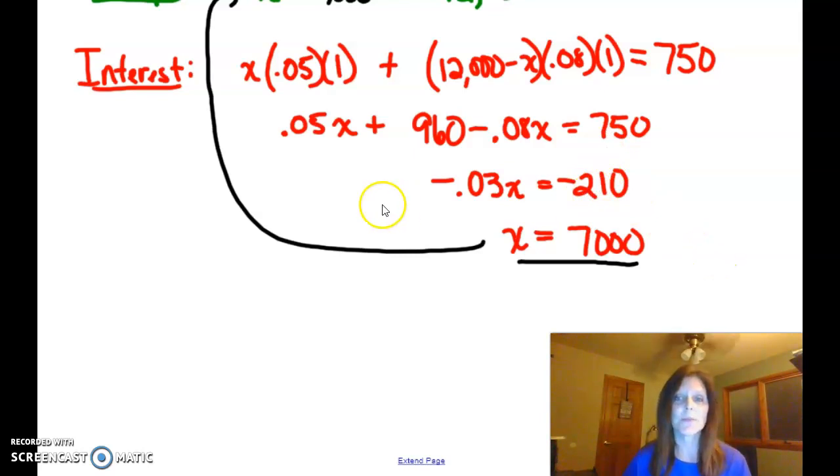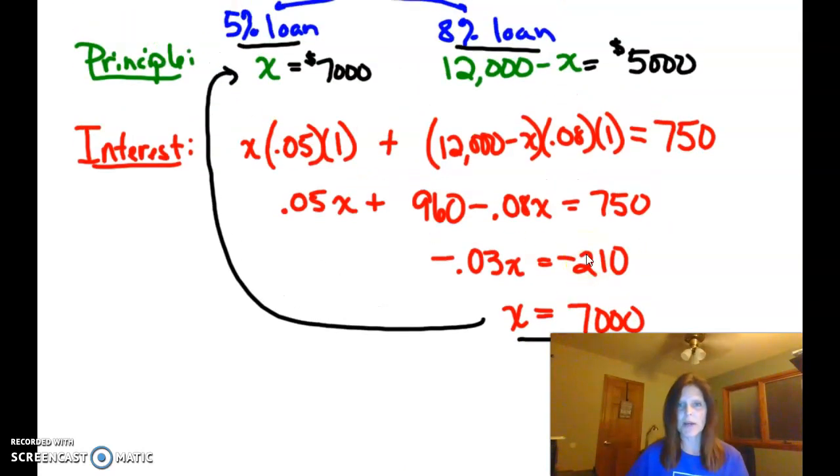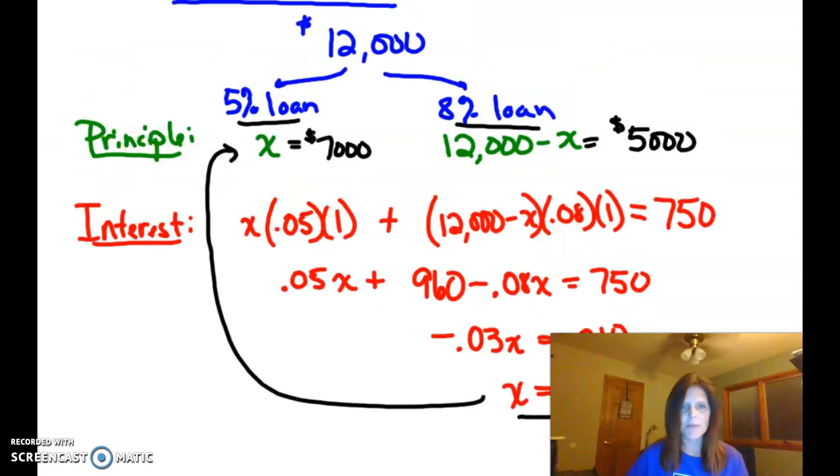Don't fudge your numbers. You notice I have a negative and a negative. So when I divide, I actually do get a positive number, which is what I should be getting. If you get a negative here, go back and check your work. Something's wrong, okay? So what is this x? Oh, wait, let's look back at our work. X up here, oh yes, that's under the 5% loan. So the 7,000 is for the 5% loan.